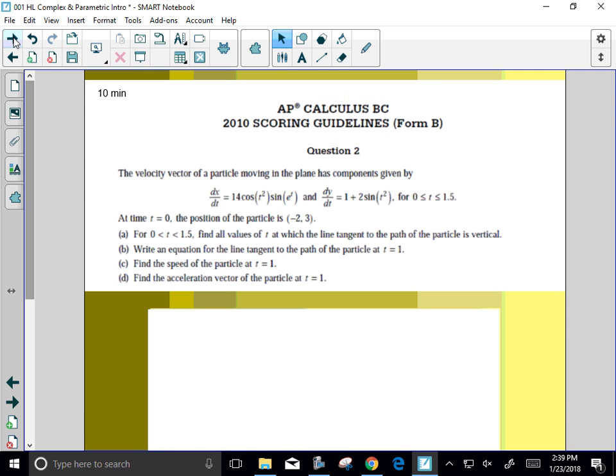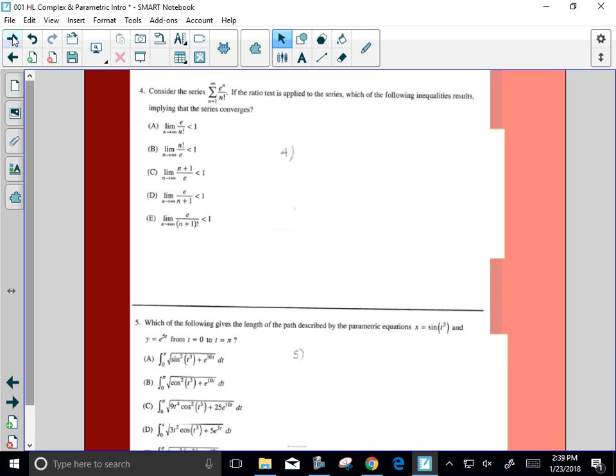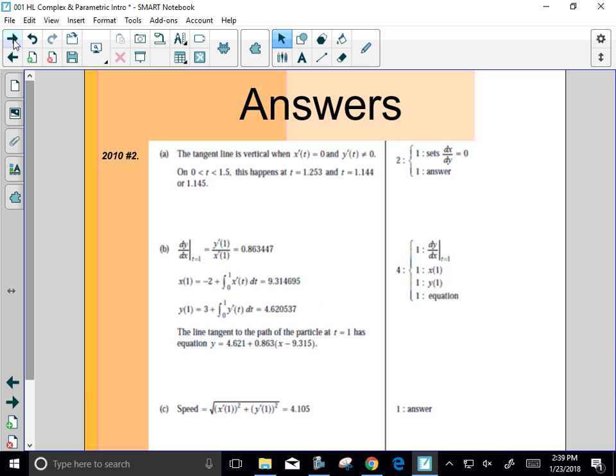You're going to do just this problem for tomorrow. So go ahead and try that. We'll go over it. And then as many of these multiple choice as you can. I think there's a total of 7. All the answers are given.